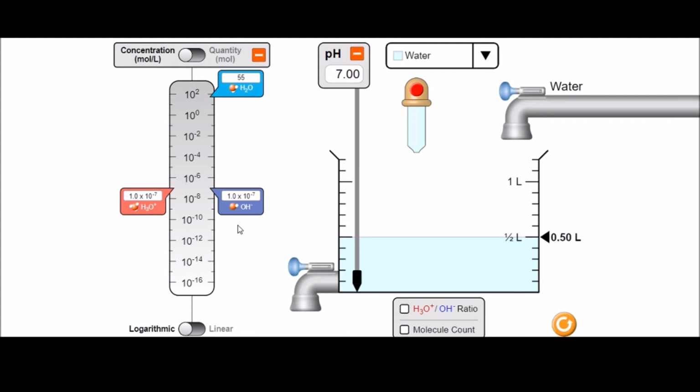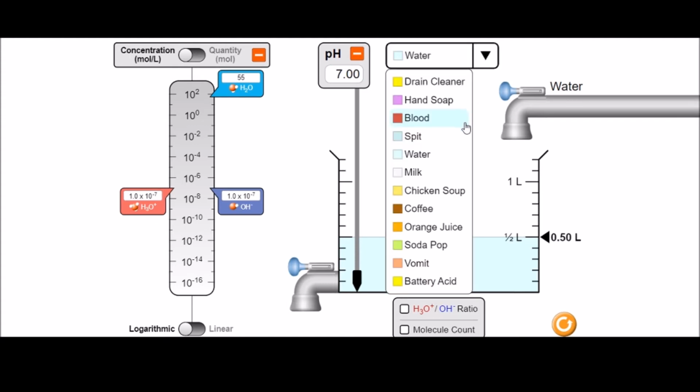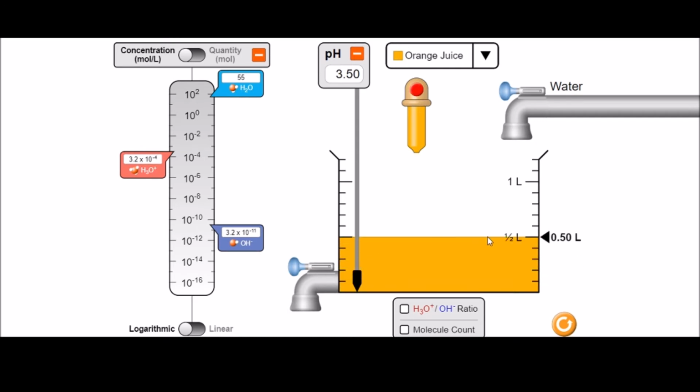Okay, let's take another solution. Let's take orange juice. Can you see orange juice has more H3O positive ions and less OH negative ions. Boys, remember, this is in minus. The power is in minus. When the power is in minus, that means the smaller number with the minus sign is greater actually.